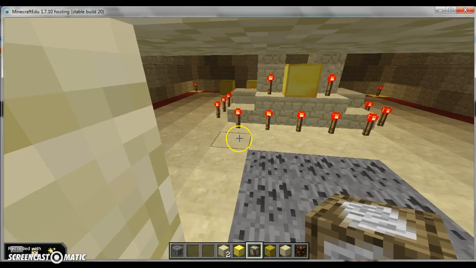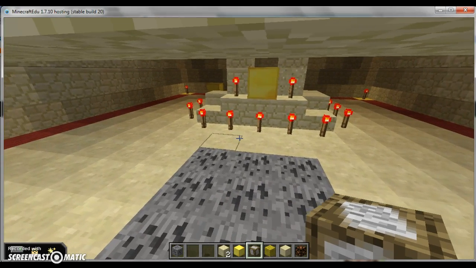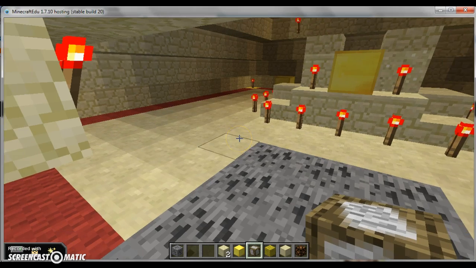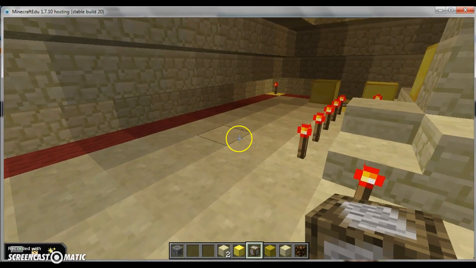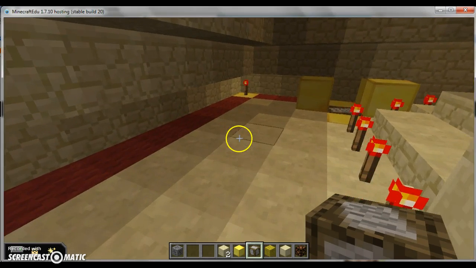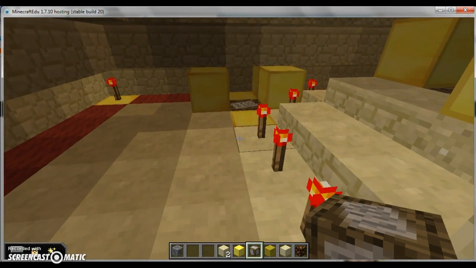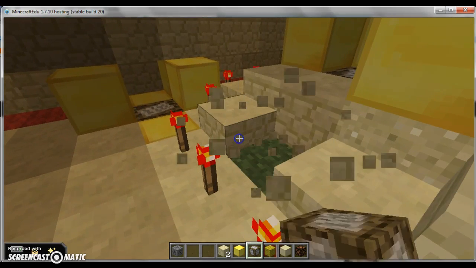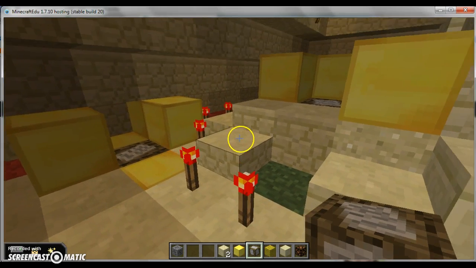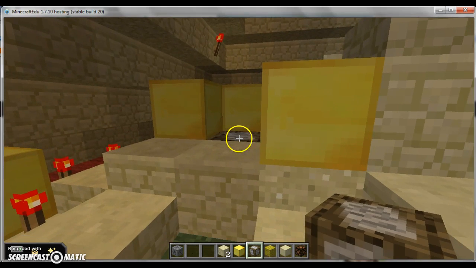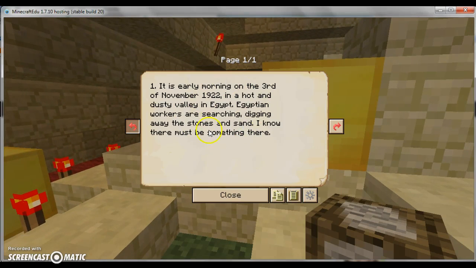And what I wanted to do with this creation was to really capture the feelings and the emotions of the archaeologists as they search for, and make, important discoveries. So here the students would come up, they'd find the first info block over here, and it would give them the first piece of information. Now they would have to read it carefully. It is early morning of the 3rd of November 1922 in a hot and dusty valley in Egypt. Egyptian workers are searching, digging away the stone and sand. I know there must be something there.